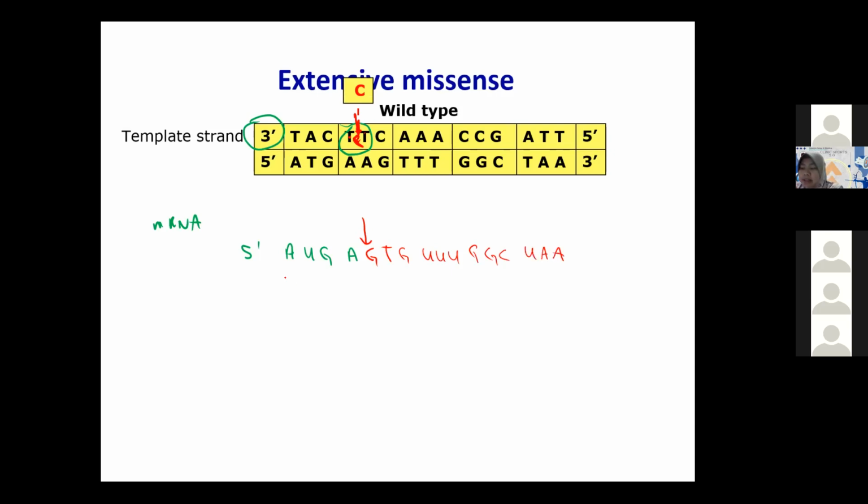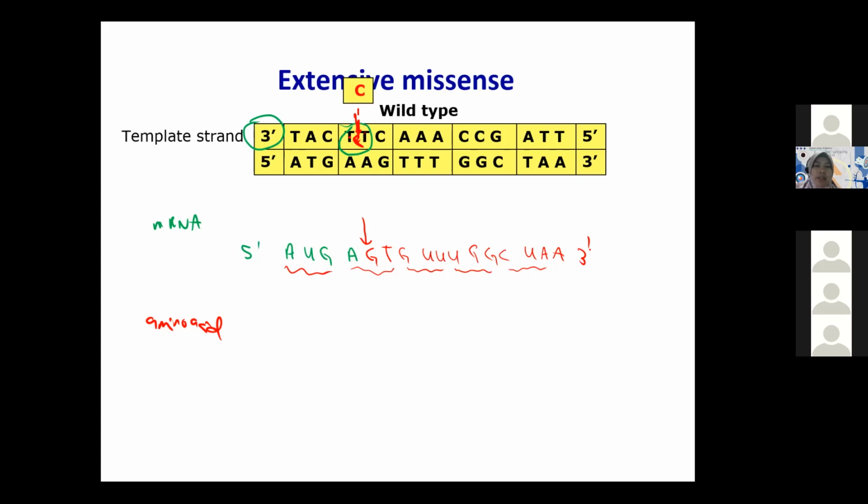Now look at the triplet codon. Okay, look at the amino acid. This is one codon, right? This one will be one codon. Nampak tak? Right? This will be one codon. This is one codon. This is one codon. Nampak tak?